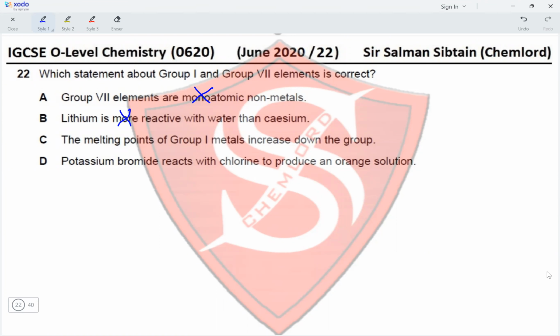Next, the melting points of group 1 metals increase down the group. No, the melting point of group 1 metals decreases down the group. So this is incorrect as well. And the last one, potassium bromide reacts with chlorine to produce an orange solution. Yes, chlorine is more reactive than bromine. Therefore, it will discharge bromide ions from potassium bromide, forming potassium chloride. And bromide ions will be oxidized to bromine, which will appear as an orange solution. So this is correct. Therefore, option D is the correct option for this question.